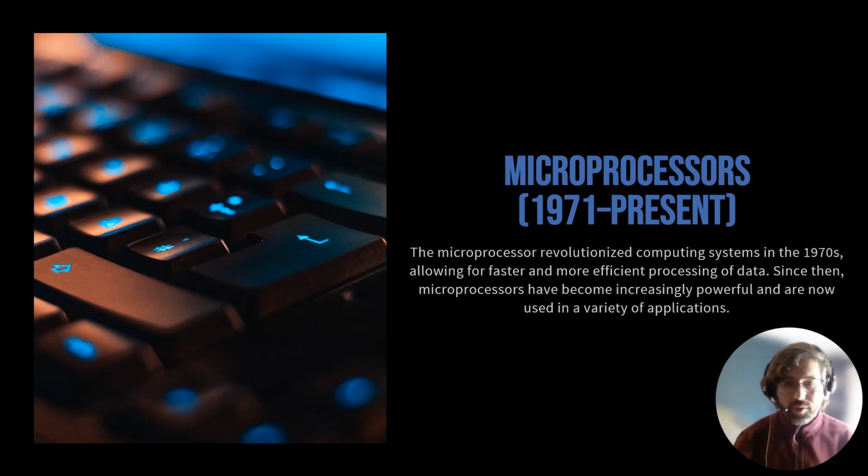And finally, the fourth generation of computers is our microprocessors. From 1971 moving forward, microprocessors continue to get better, although the rate of improvement has slowed down. And that is kind of the era that we are still in today, the fourth generation of computers, or the microprocessor generation.